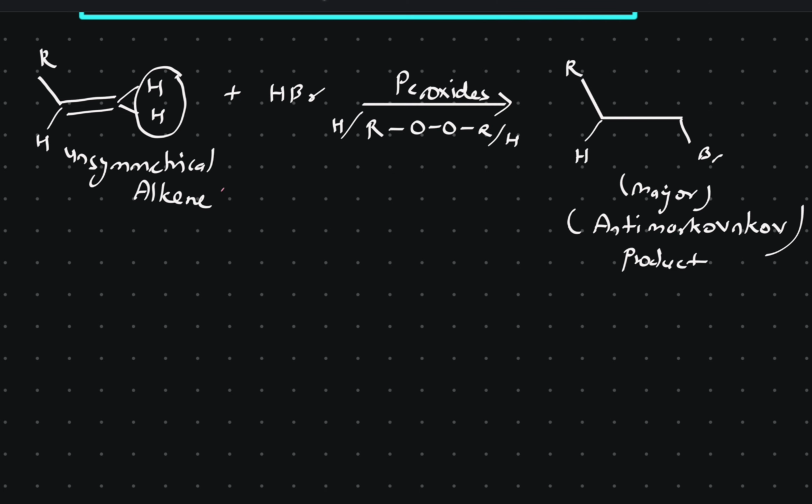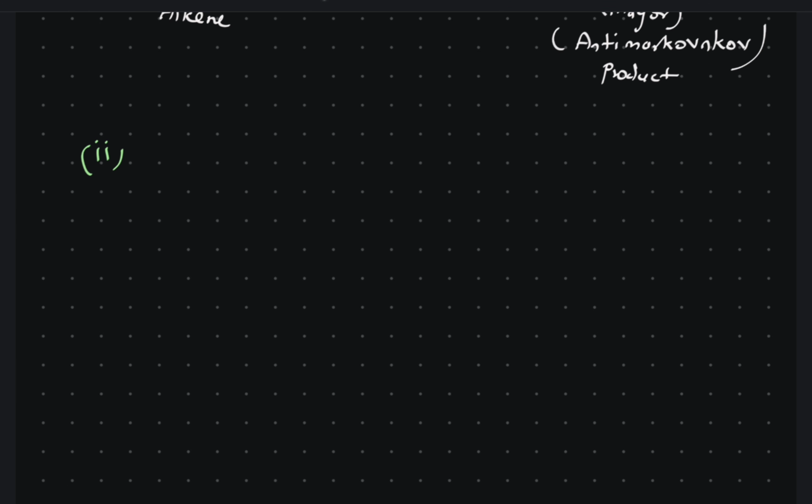Now let's see what mechanism it will follow. This is our second point, the mechanism. Always remember, whenever HBr reacts with an unsymmetrical alkene in the presence of peroxide, it will follow a free radical addition reaction. That's the main point.